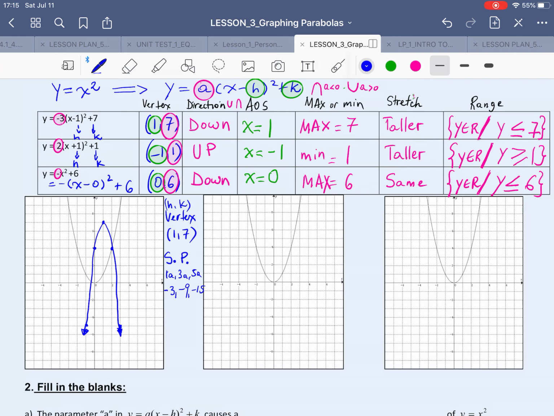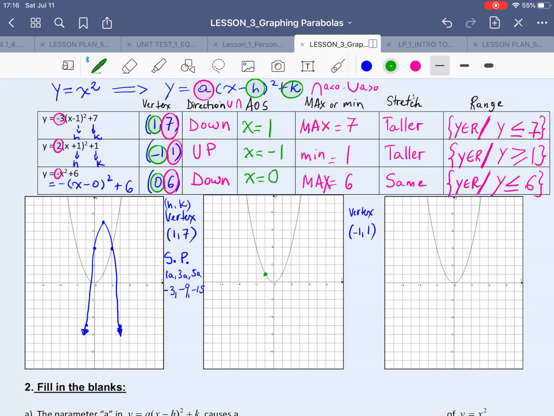The next graph will have the vertex at -1, 1, and by all means, if you want to try graphing this on your own, just stop the video and get graphing. It's more fun when you answer the questions on your own. It's more accomplishing. So in the next equation, we have the vertex at -1, 1. So I will mark the vertex first. So x -1, y +1, right here.